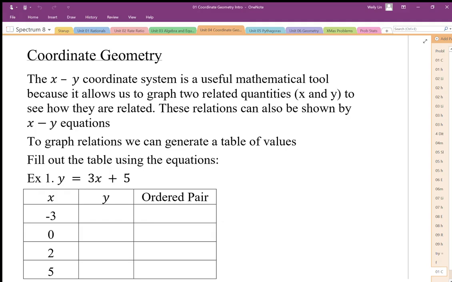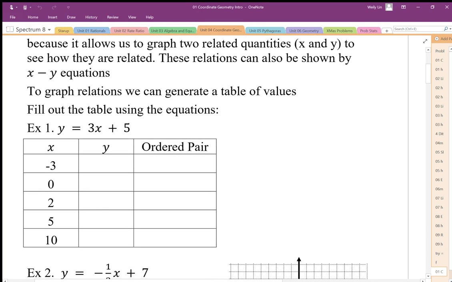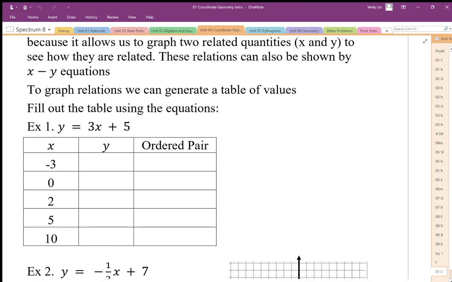So what we're going to do is start with the equations, and use the equation to generate XY pairs. Those XY pairs can then be graphed on the coordinate plane. If I have this relationship, y equals 3x plus 5, that means that x and y are related to each other. They're connected. As we change x, y will change, and there will be a pattern of change.